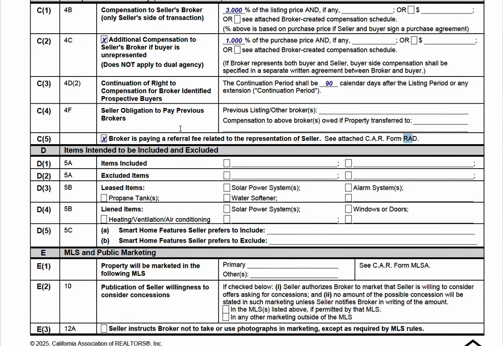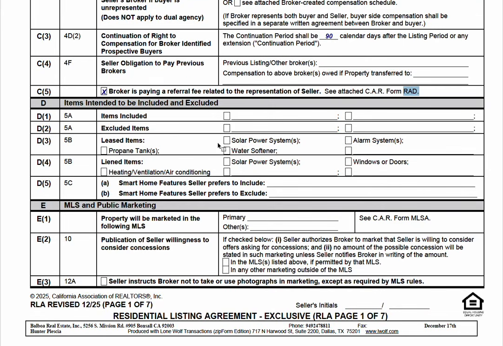It is utter trash, okay? But this is important. I will show you what to do. Now, if you want to use the RAD form, be my guest, please. It's just simply my opinion. You're welcome to use it. I'm not. I'll show you what I'm doing, but you should check this box if you're paying a referral fee.